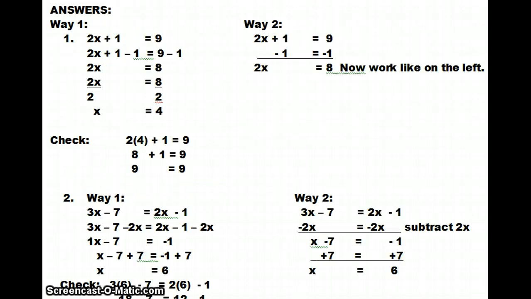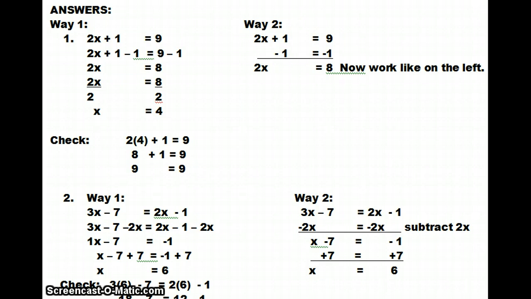How'd those go for you? On the first problem, 2x is a variable, 1 is a number, and 9 is a number. So the simplest thing to do in this problem is to leave the only variable where it is and to get rid of that positive 1. We do that by subtracting 1 from both sides, and then we get 2x is equal to 8.